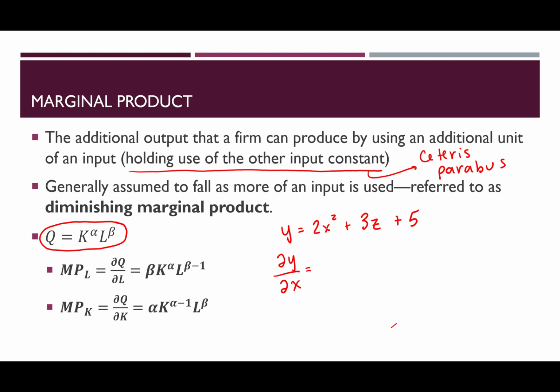Okay, so we're going to only look at how x changes, and we're going to pretend as if this z here is a constant just like the 5, right?